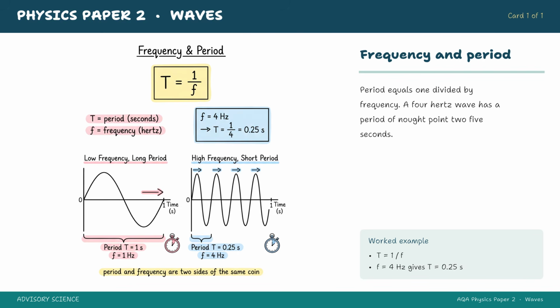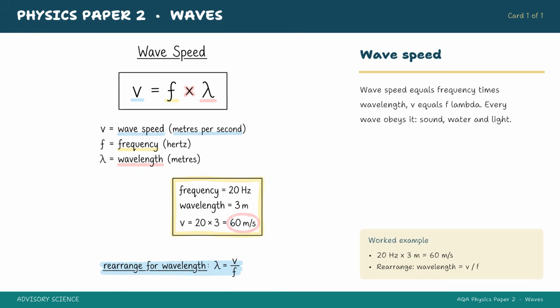Wave speed. Wave speed is how fast the wave travels, and it links to frequency and wavelength with one equation. Wave speed equals frequency times wavelength. In letters, that's v equals f lambda, where v is the wave speed in meters per second, f is the frequency in hertz, and lambda is the wavelength in meters.